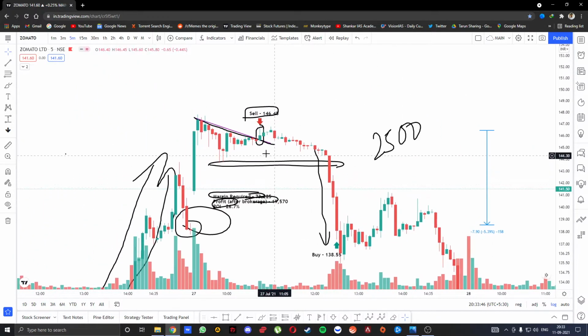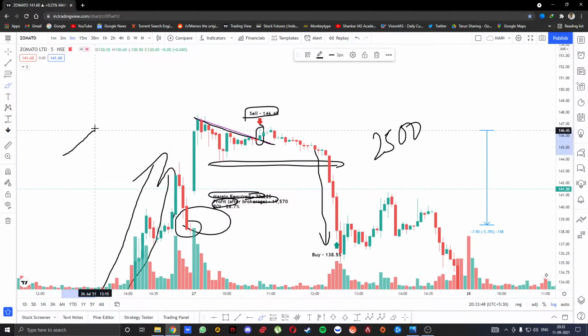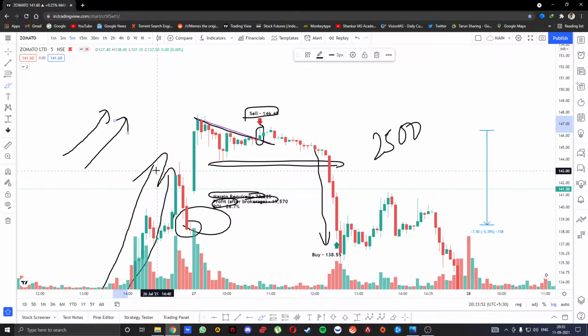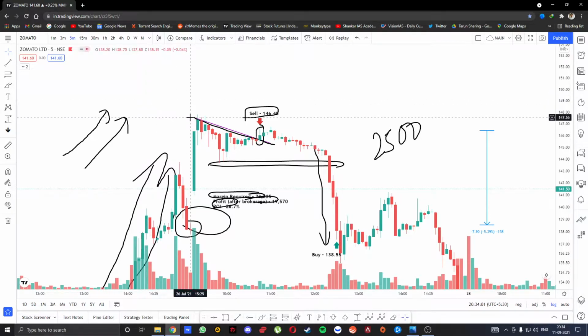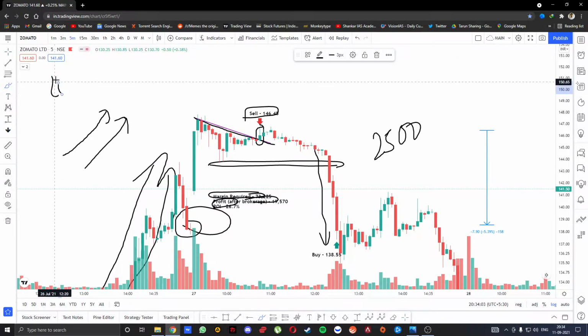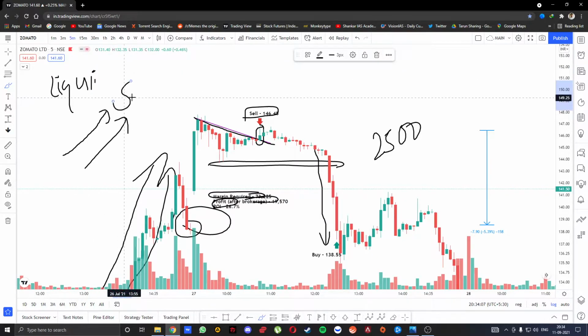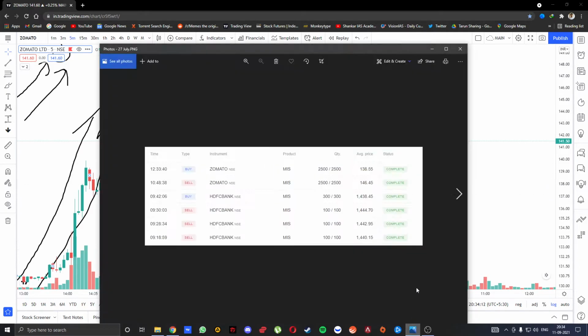The reason again is that we have to do the opposite of what everyone is doing. Not because they are doing something wrong, and people do make money with trend lines and support and resistance, but we have to understand liquidity, where the liquidity lies, because the smart money is always there to take out the liquidity. So this was the trade.